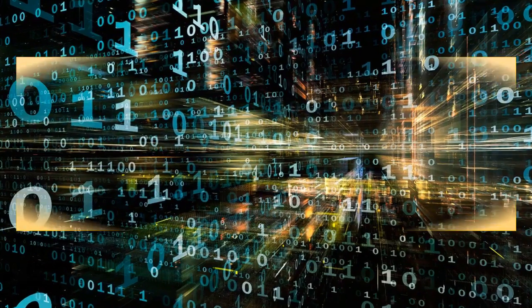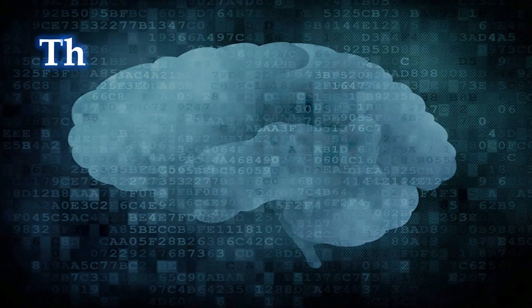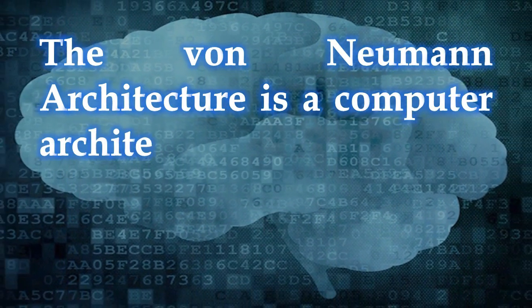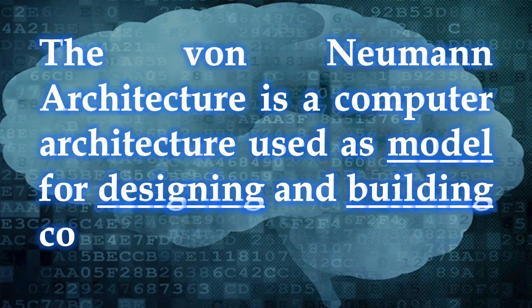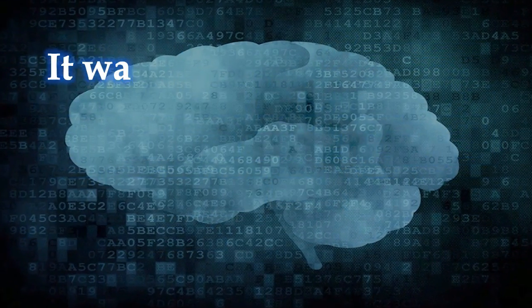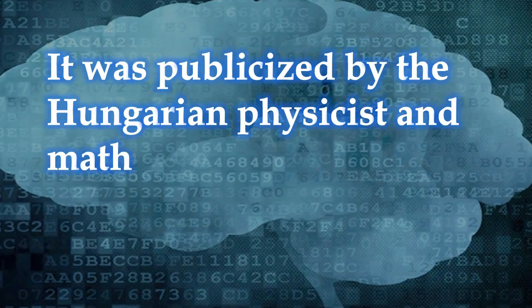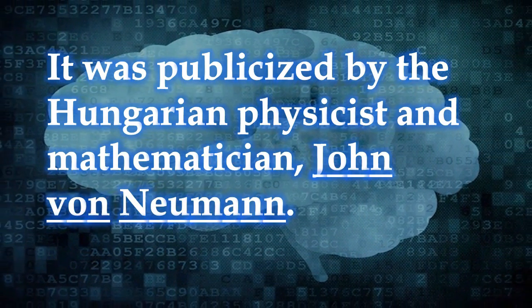Let's first define what the von Neumann architecture is. The von Neumann architecture is also called the von Neumann model. It is a computer architecture model for designing and building computers. It was publicized by the Hungarian physicist and mathematician John von Neumann.